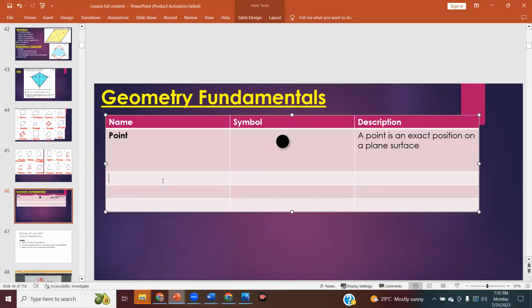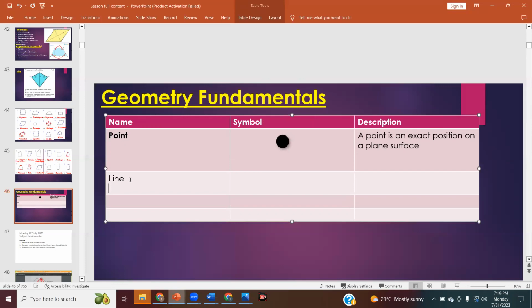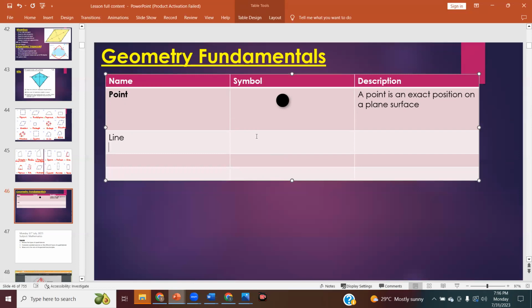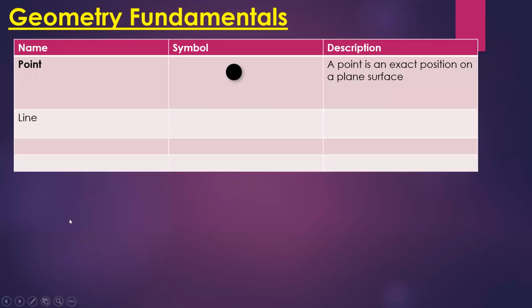So after the point, the next thing we're going to talk about is the line. So when we look at a line, let's say, for example, we have an infinite number of points strung together in a certain straight path, right? And these points are going in a straight path, and they extend in both directions forever and ever.